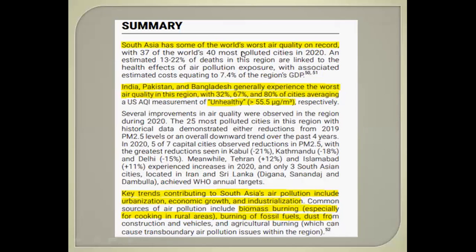India, Pakistan, and Bangladesh generally experience the worst air quality in this region, with 32, 67, and 80% of cities averaging a US air quality index of unhealthy, which is more than 55.5 micrograms per cubic meter. The key trends contributing to South Asian air pollution include urbanization, economic growth, and industrialization. Common sources of air pollution include biomass burning, especially cooking in rural areas, burning of fossil fuels, construction and vehicle emissions, and agriculture burning.